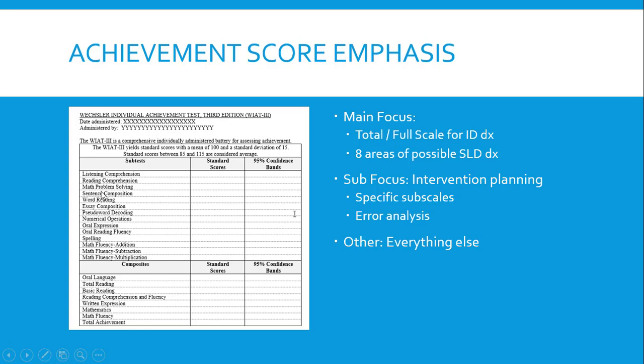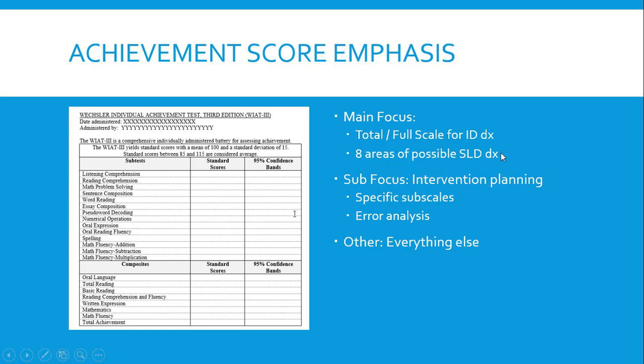So one of the things I want you to see here is that there are a lot of different pieces of data. We don't really care about all of them because the main focus of achievement scores is twofold. One is to rule out or to use this data as part of an intellectual disability diagnosis. So if ID is your question, this total achievement here is what you care about. And you do not need every single one of these subscales in order to get a total achievement. So you would want to give the subscales you need just for a total achievement.